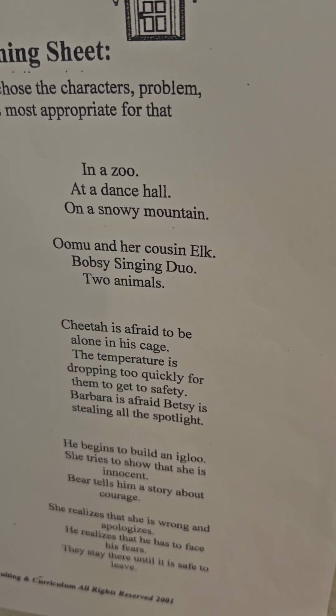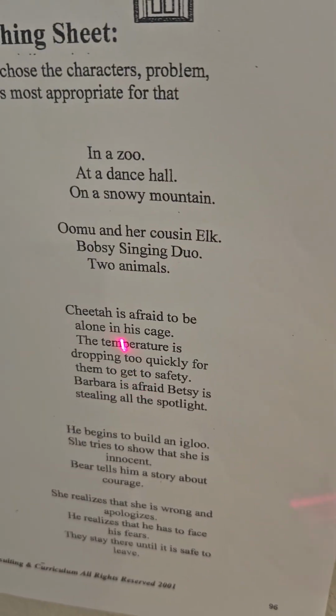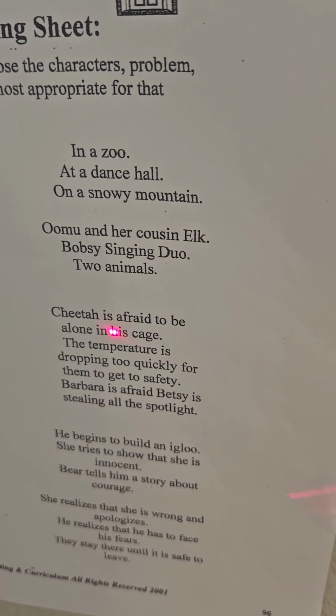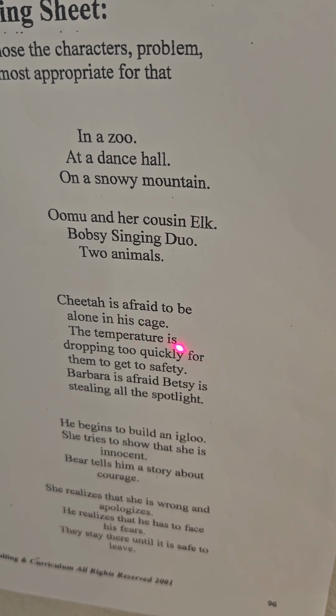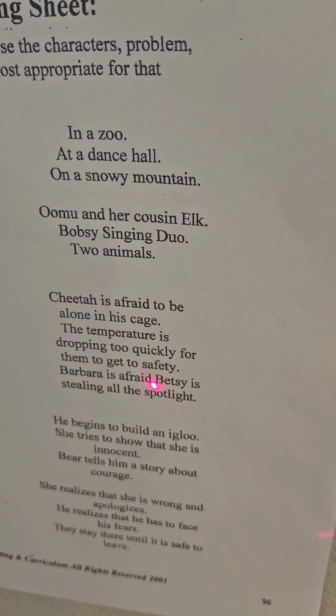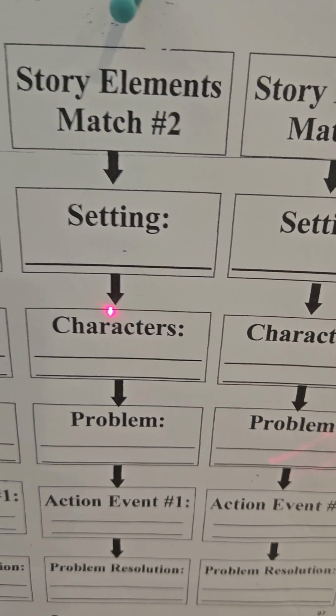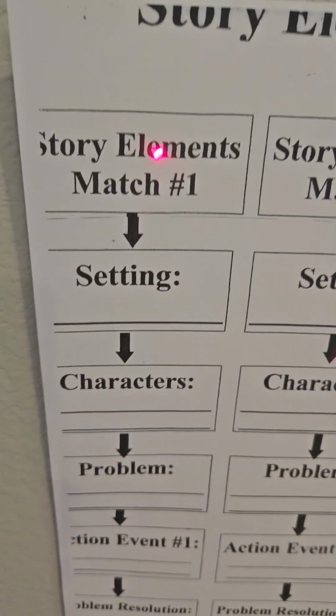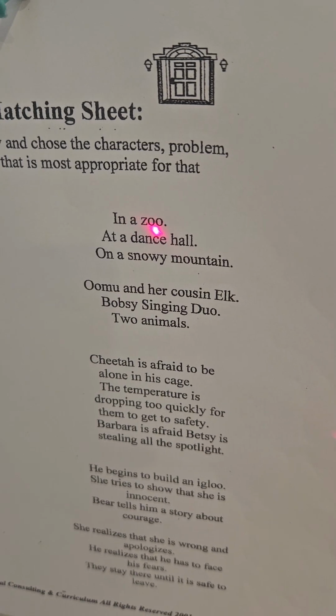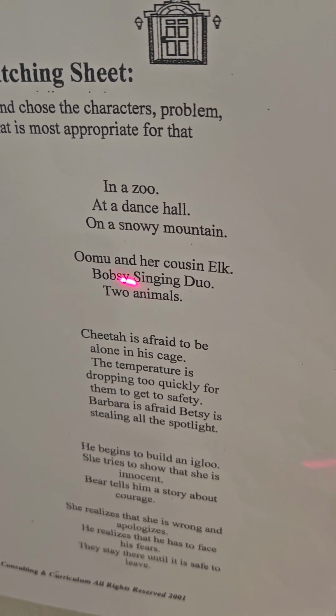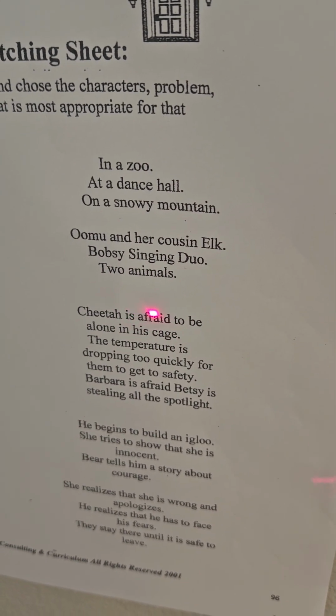Then they look at the next one, for example, Cheetah. This is the problem story map element. Cheetah's afraid to be alone in his cage. The temperature is dropping too quickly, and Barbara is afraid Bessie will steal the spotlight. Students have to use their critical thinking skills and work together in teams to figure out which setting goes with which characters and which problem. So they can figure out that in a zoo the characters are probably going to be 2 animals, and the problem's probably going to be Cheetah's afraid to be alone in his cage.